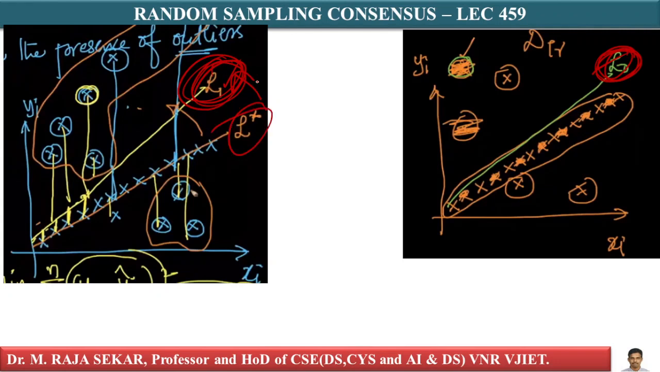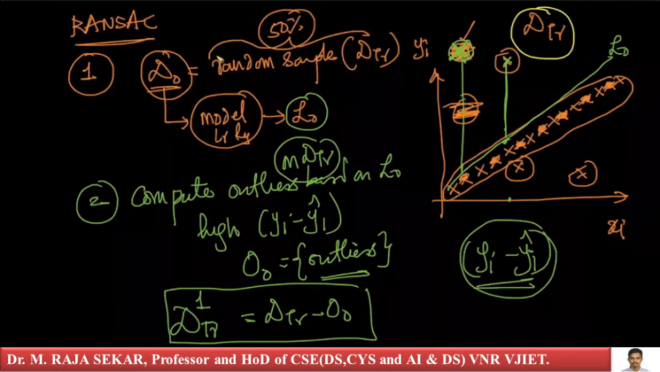This is the first step. In the second step, I will compute outliers based on my model L0. And how do you compute outliers? Basically, take the distance of each of these points, the difference between yi and yi cap. Those points which have a high yi minus yi cap, let's call that set O0. This is O0, isn't it?